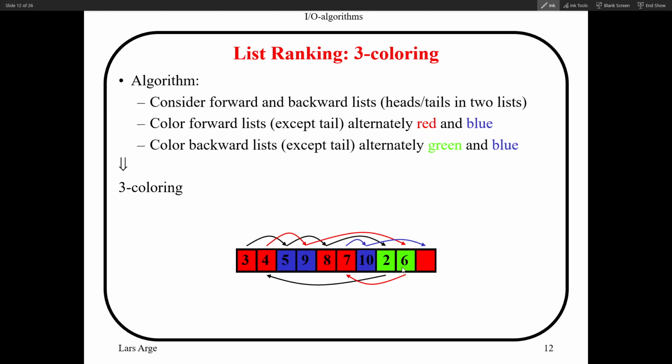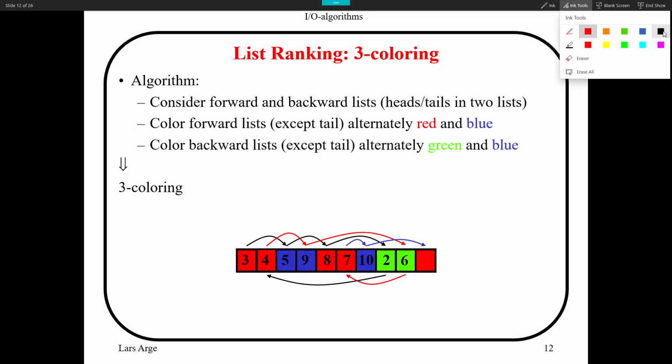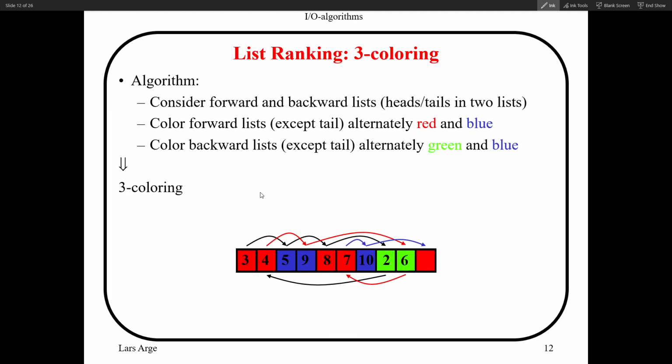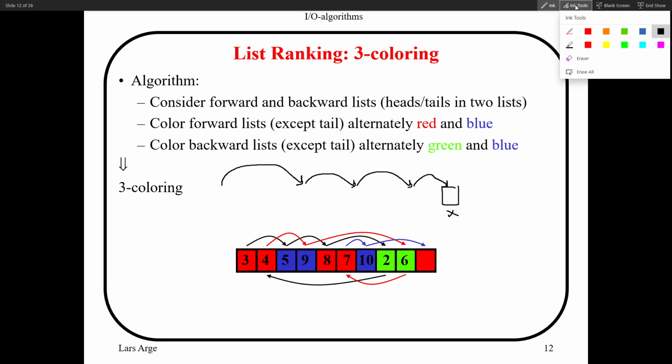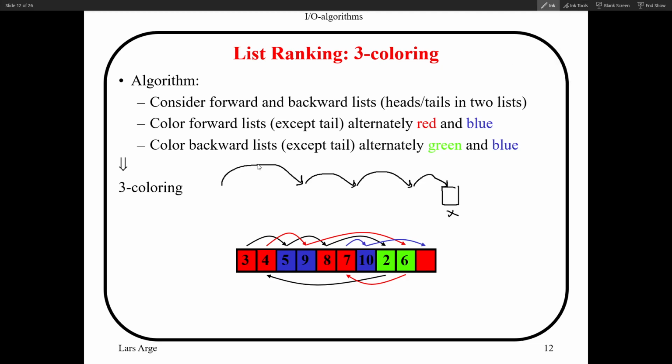Might look a bit strange. Why does this give a 3 coloring? I'll just try to explain it here. Let's just look at the forward list, because the backward list is going to be the same. When you have a forward list, basically it goes like this, and then it ends. Here we do not color the last one, so this one is not going to be colored. Also, initially we start with coloring this one red. So this one is colored red, this one is colored red, and all the other elements are colored blue.